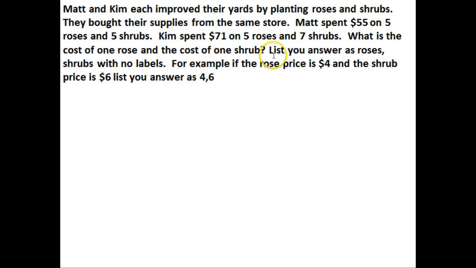Now, an important piece here: it asks to list our answers as roses, comma, shrubs with no labels. So if it was $4 for a rose and the shrubs cost $6, our answer will just be 4, comma 6. That's going to become important whenever you enter it into the online system. But let's look at this one.